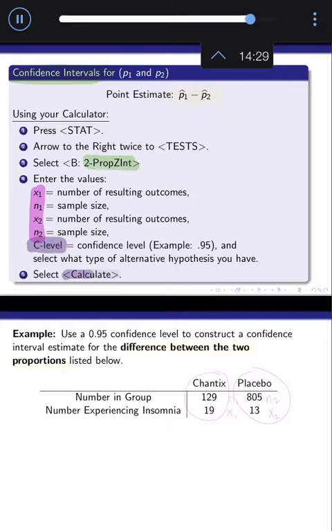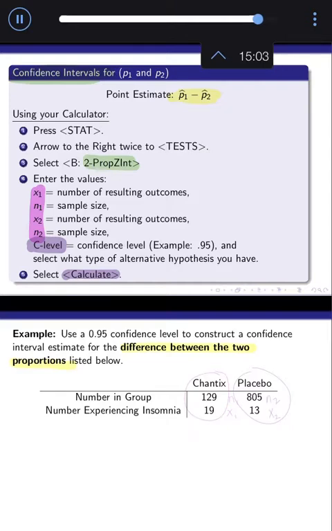And then you'll have your calculator do the calculation, and it will pop out the confidence interval for the difference between the two proportions. Notice, it does give you the confidence interval for the difference between the two proportions. So that's what they're going to be asking for. Use a 0.95 confidence level to construct a confidence interval estimate between the difference of the two proportions listed.